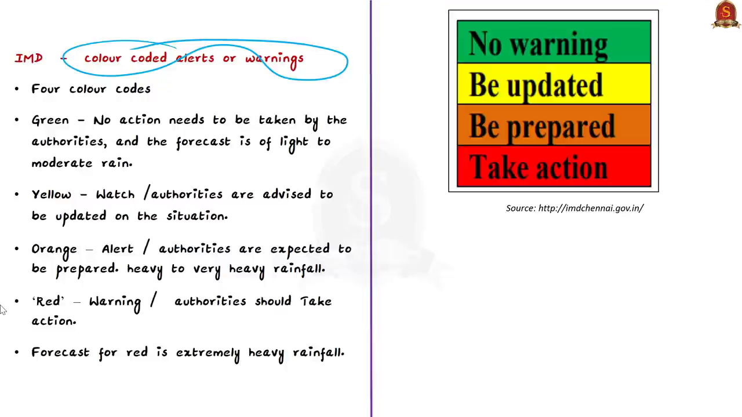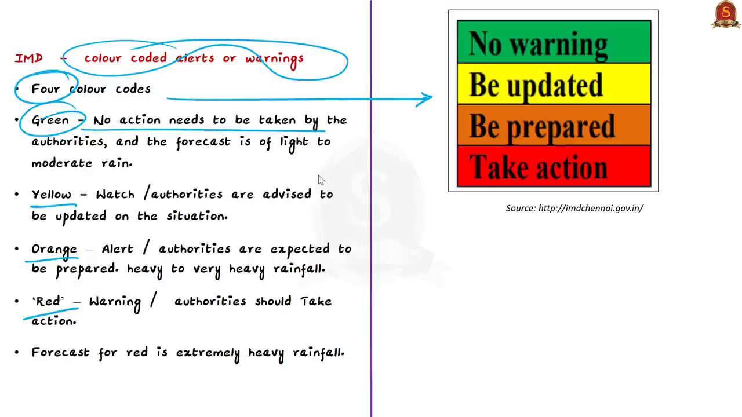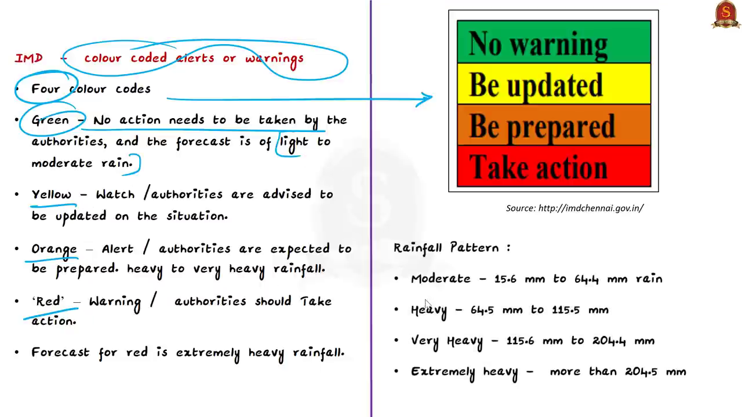Usually, 4 color codes are used by IMD to provide inputs to disaster management authorities for the management of severe weather events. They are green, yellow, orange and red. See, green stands for no warning. That is, no action needs to be taken by the authorities. And the forecast is of light to moderate rain. When it is yellow color, it signifies to watch. During this warning, the authorities are advised to be updated on the situation.